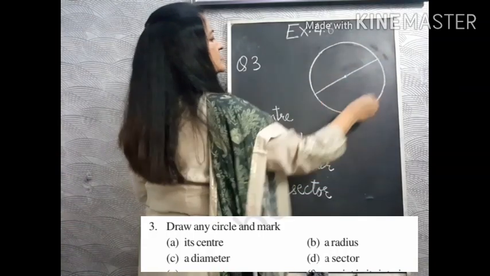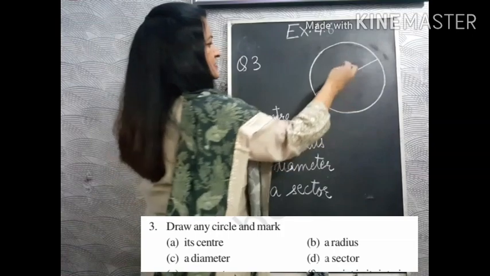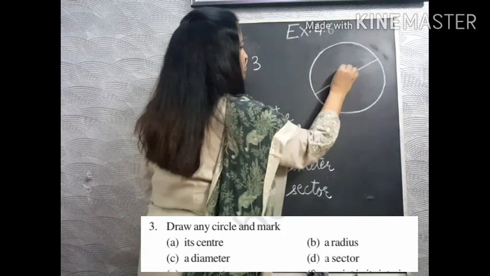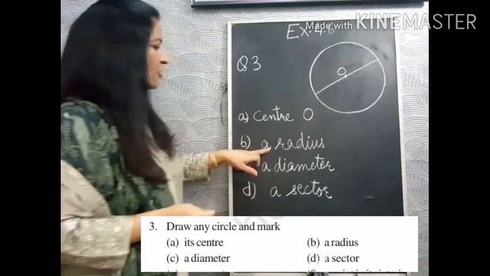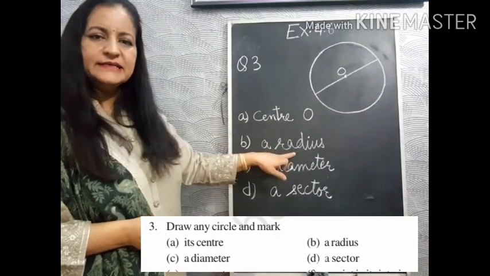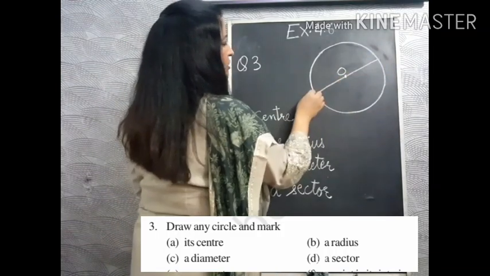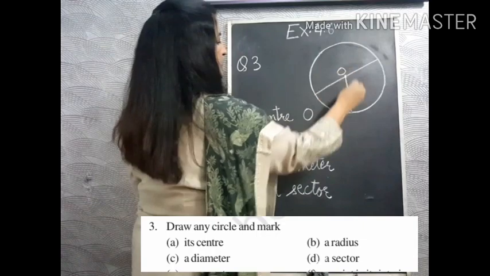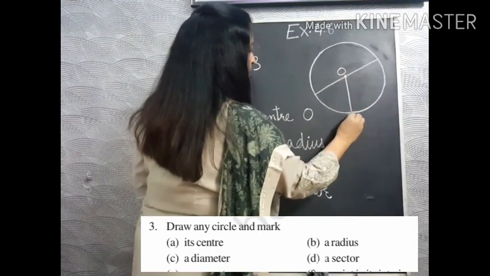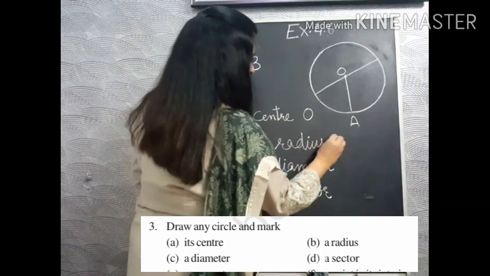Now question number 3 is, draw any circle and mark its center. So here we have drawn a circle. This is the center point where our compass point is, and we mark it O. So our center is O. Now we have to mark a radius. So this we have drawn a diameter. Here we mark radius. Let it be OA. So radius is OA.